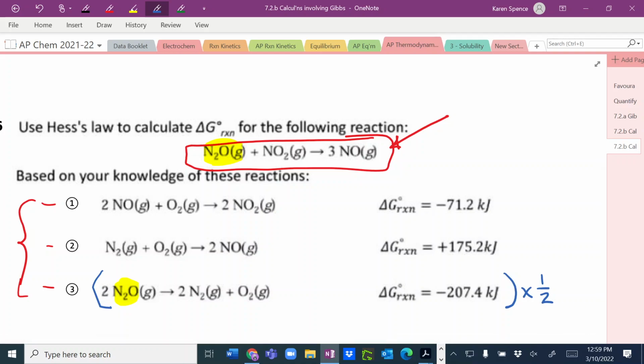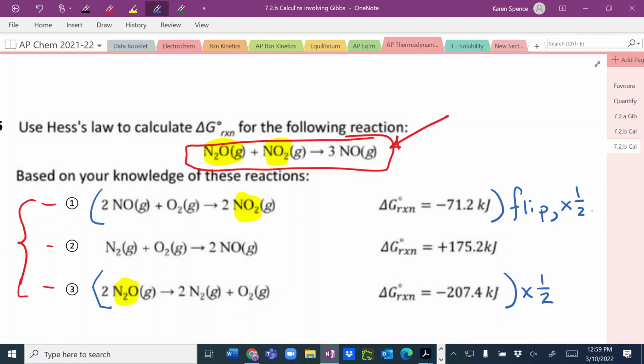Now, I also need an NO2 in the reactants. Is there somewhere where I have an NO2 in the reactants? No. Do I see NO2 anywhere? Yes, I do. I see it in the products. Excellent. So what am I going to have to do with this reaction? I'm going to have to, number one, flip it, and number two, because I've got a 2 there, half it. Okay, so we're going to flip, and we're going to multiply by a half. I'm just writing down what I'm going to be doing with them.